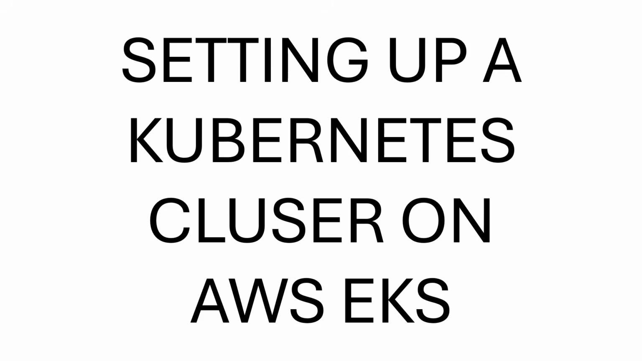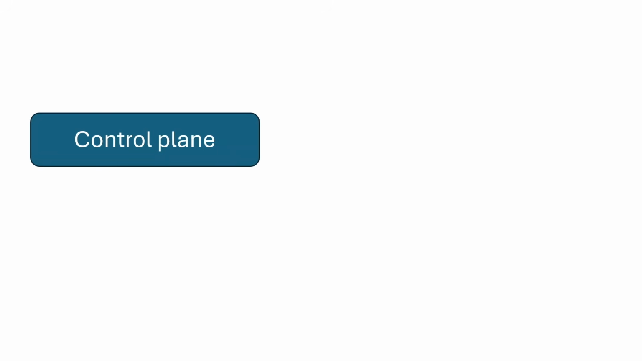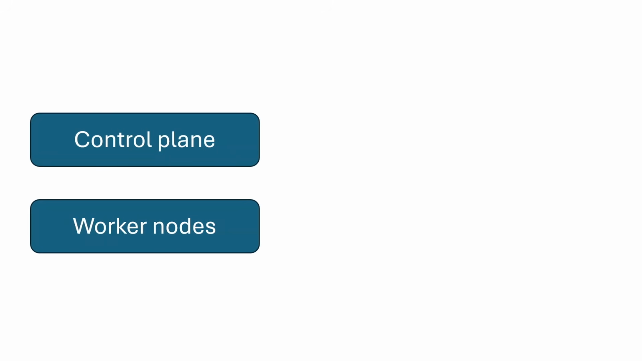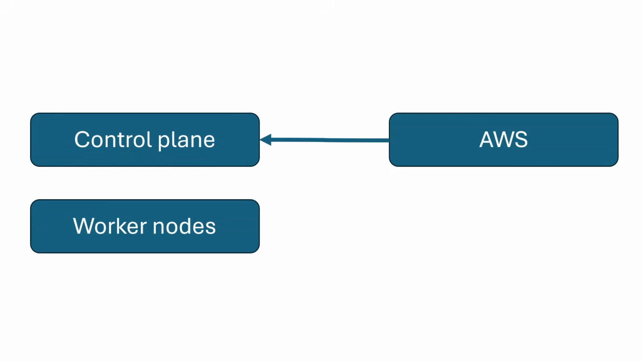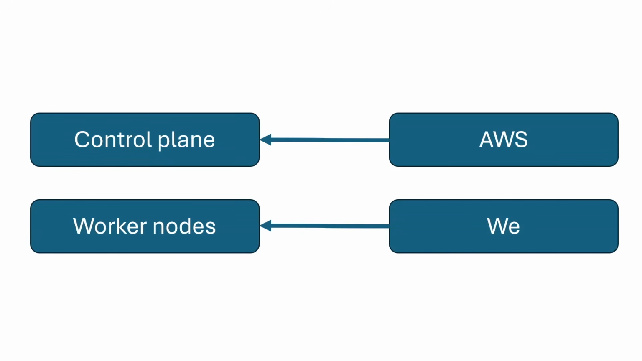In this session, I will show you how to create a production grade Kubernetes cluster on AWS, but by using Terraform. And no, it is not just a basic step, but something that reflects how real DevOps teams build infrastructure. Now, we already know that Kubernetes has two main parts. We have the control plane and we have the worker nodes. In AWS EKS, AWS manages the control plane and we will manage the worker nodes.